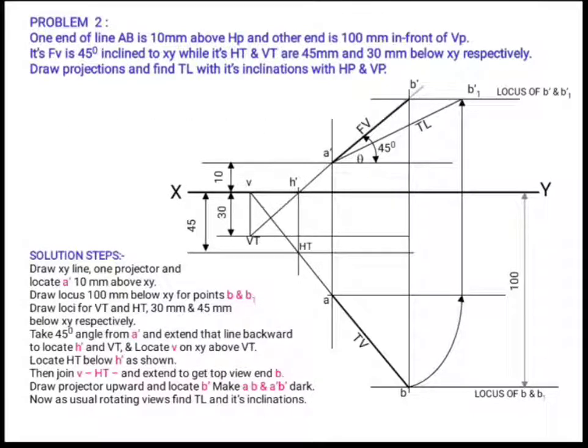The inclination of that line will be theta. Similarly, do the same procedure in the opposite direction, that is, rotating the top view and making it parallel, and projecting it downward to get the intersecting point on the locus line of B. That point will be B1. Joining A B1, that line will be the true length, and the inclination of that line with the XY line will be the angle phi.